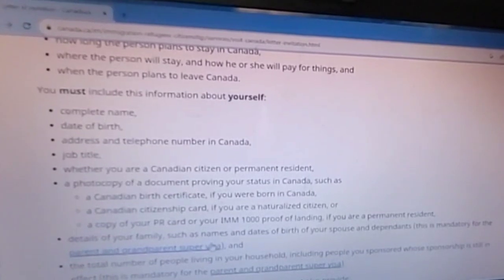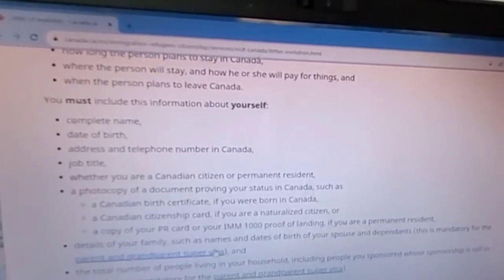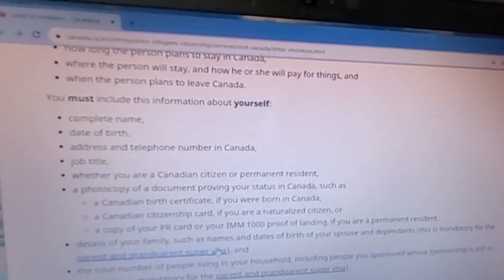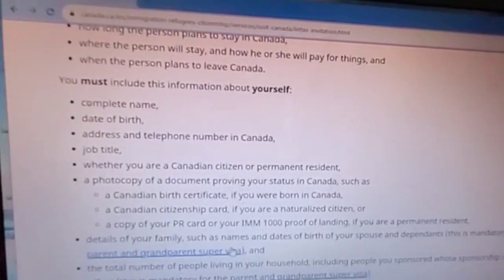So if the person is a permanent resident, they must send a copy of their PR card, or a Canadian birth certificate if you were born in Canada. Details of your family, such as names and dates of birth of your spouse and dependents. This is mandatory for parent and grandparent super visa. Okay, and you must also tell the total number of people living in your household, including people you sponsored whose sponsorship is still in effect. This is mandatory, guys, for the parent and grandparents super visa.